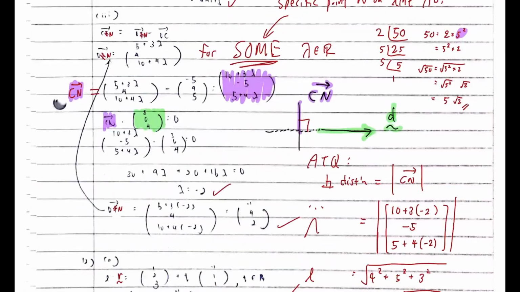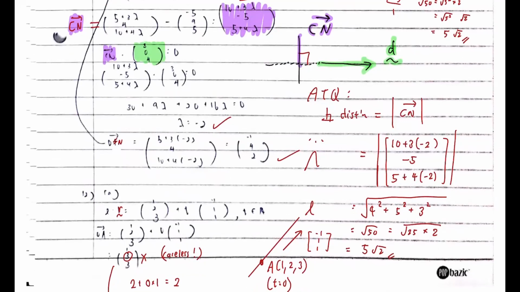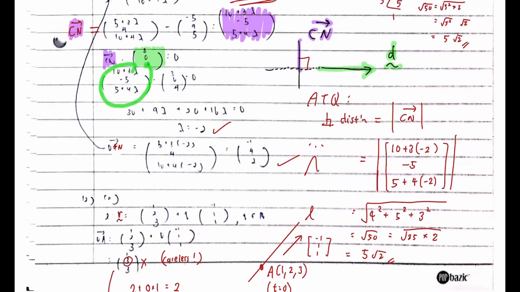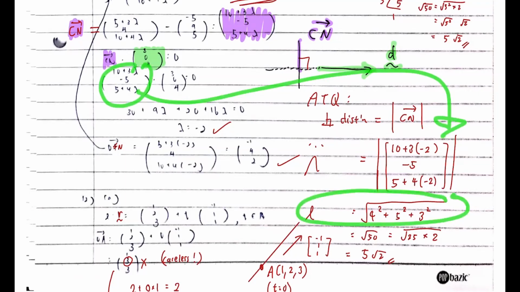Okay. You see, I'll show you the working. You found vector ON and then you never continue. I'm sure you know how to find this, right? Vector CN, just take ON minus OC. Actually, it's over here already. 10 plus 3 lambda, minus 5, then 5 plus 4 lambda. And then after that, you find the length. Take the square root of a squared plus b squared plus c squared.